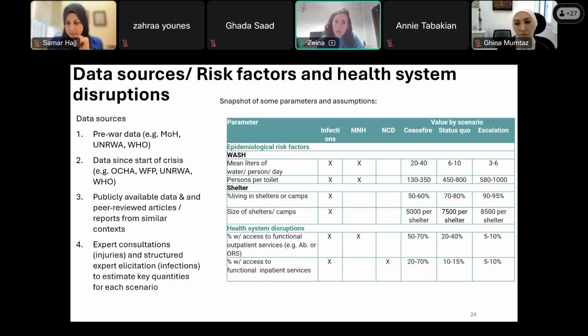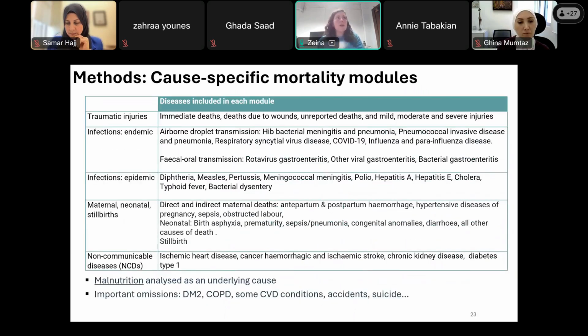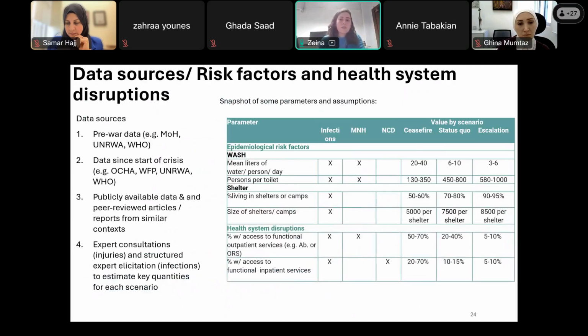We did model acute malnutrition also because it's an underlying cause to all of them. And then you rely on different factors that we know are determinants of different scenarios.